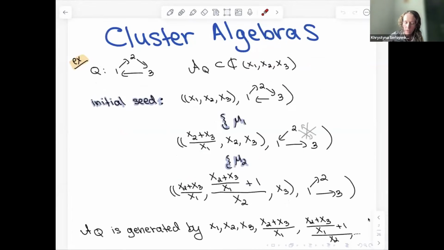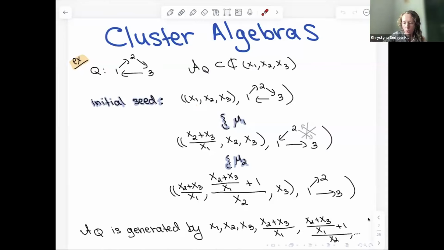Okay, so let's pause here and actually do an example, because this can be a lot. So this is our quiver from the first example, and let's say we want to compute the cluster algebra associated to this quiver. So it's going to lie inside of the rational functions in 3 variables. So my initial seed is my quiver together with this cluster, which is just the initial variables, x1, x2, x3.